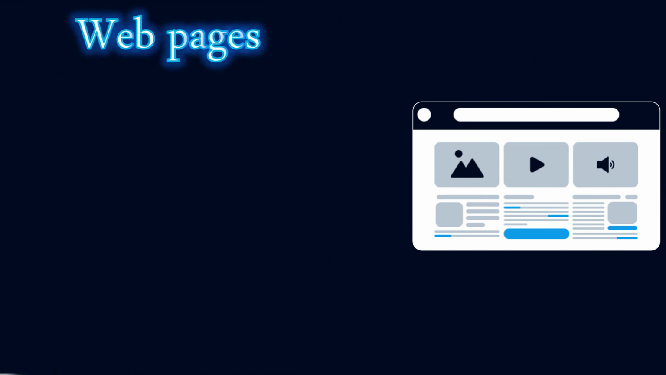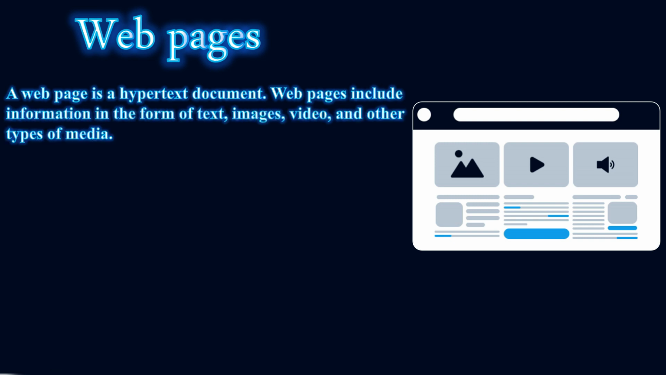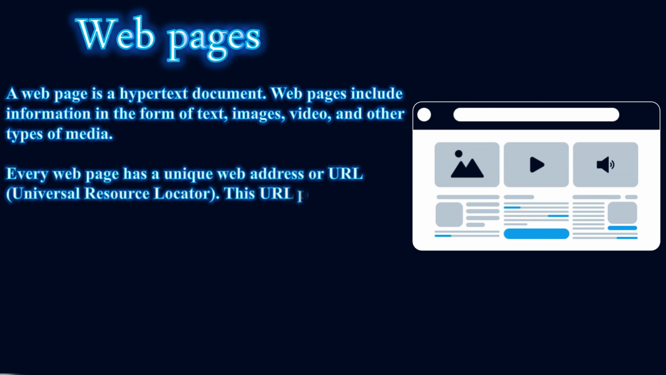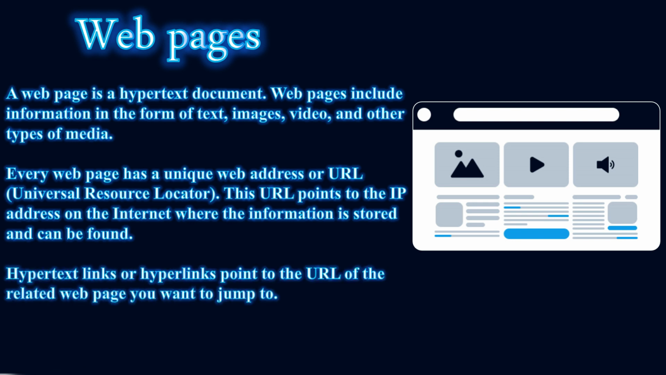So let's talk about web pages. A web page is a hypertext document. Web pages include information in the form of text, images, videos, and other types of media. Every web page has a unique web address or URL, Uniform Resource Locator. This URL points to the IP address on the internet where the information is stored and can be found. Hypertext links or hyperlinks point to the URL of the related web page you want to jump to.